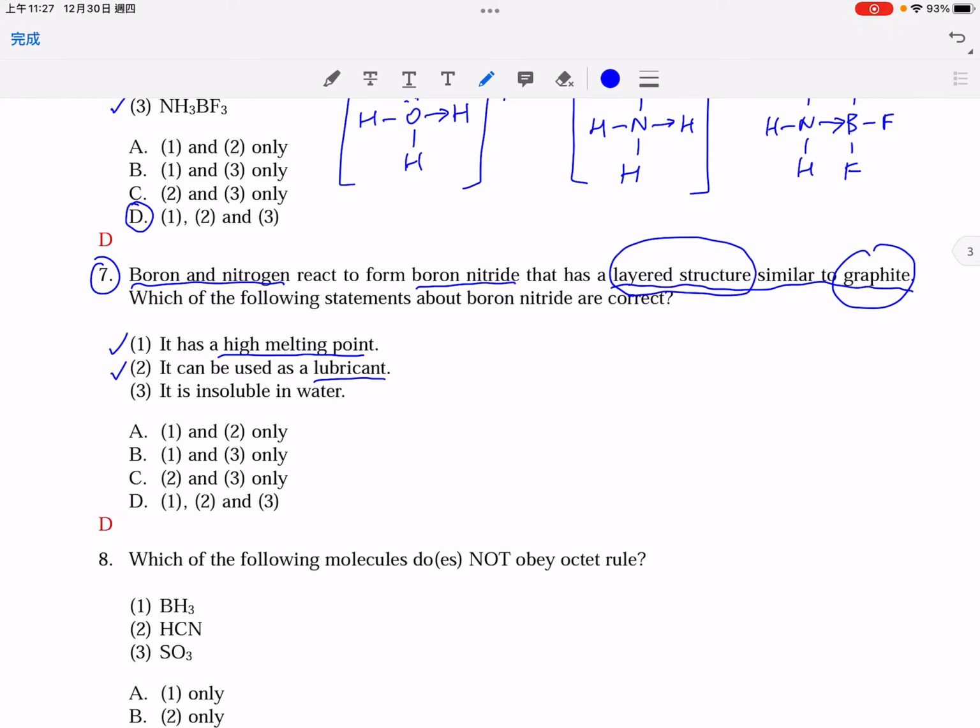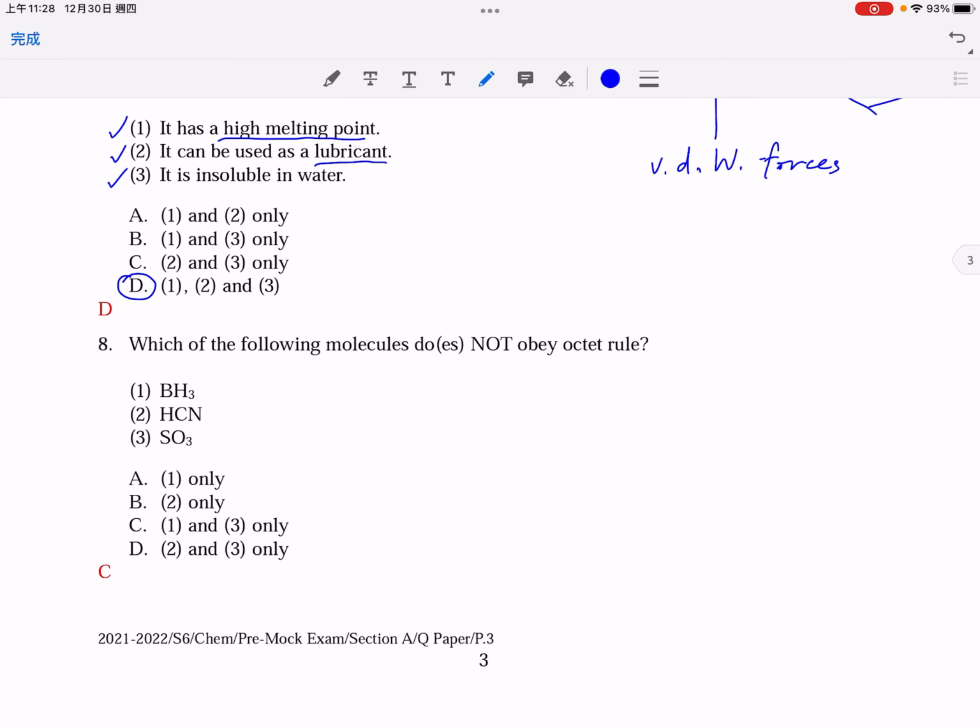It can be used as a lubricant, just like graphite, as it has a layered structure. So it can act as a lubricant because between the layers there are just weak van der Waals forces. Graphite is insoluble in water, so boron nitride is also expected to be insoluble in water. So all these 3 options are correct. The answer is D.